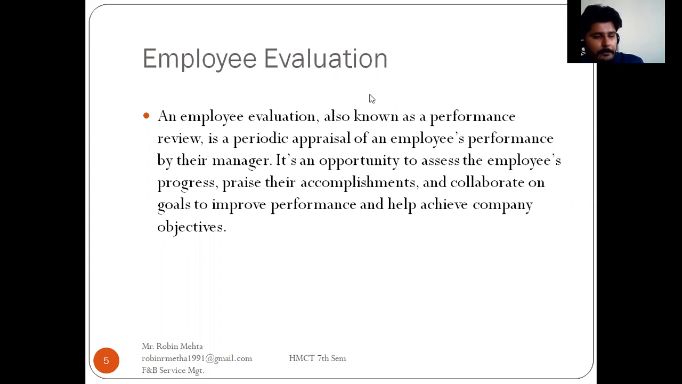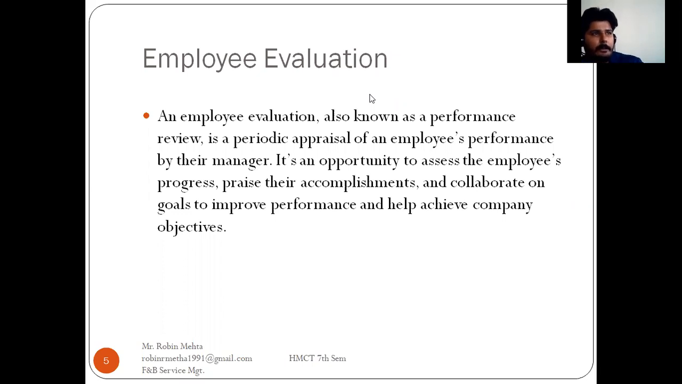Okay, so employee evaluation, also known as performance review, looks at how the staff are performing for the organization, and their goods and bads for the organization. It is a periodic appraisal of an employee's performance by the manager. When we evaluate the employee, we give a periodic appraisal, maybe after 6 months, 3 months, or 1 month. That all depends on the organization. It is done by the manager or the senior person.